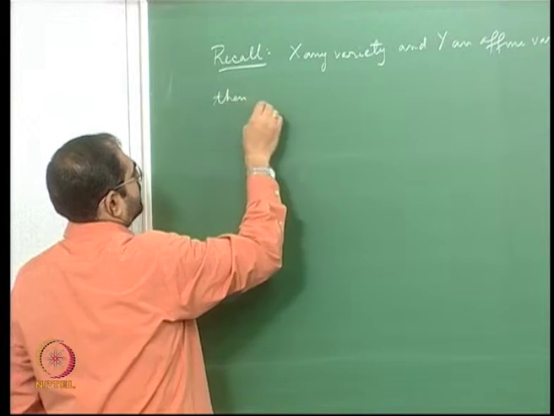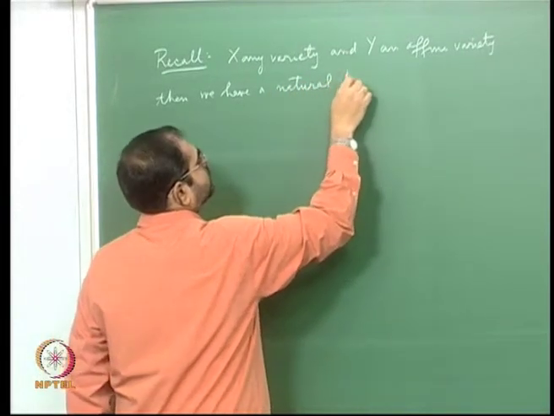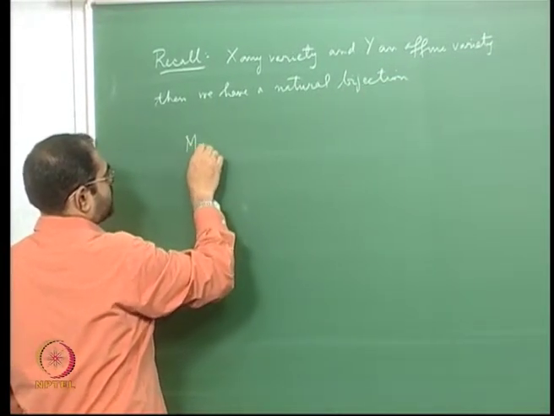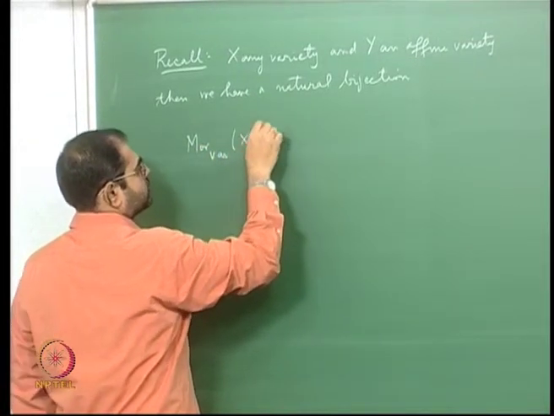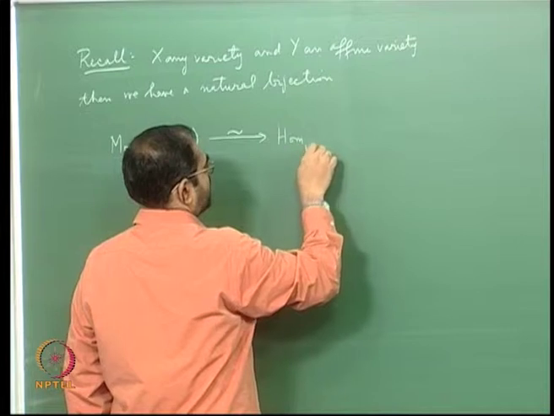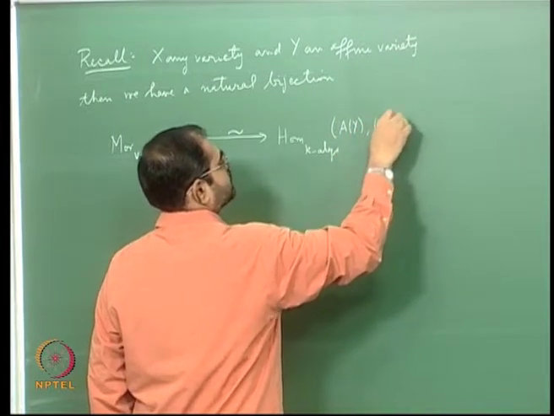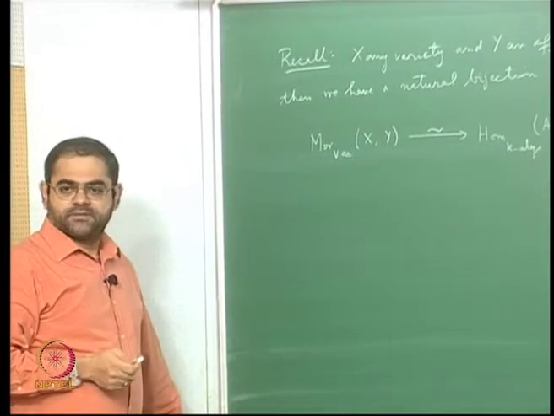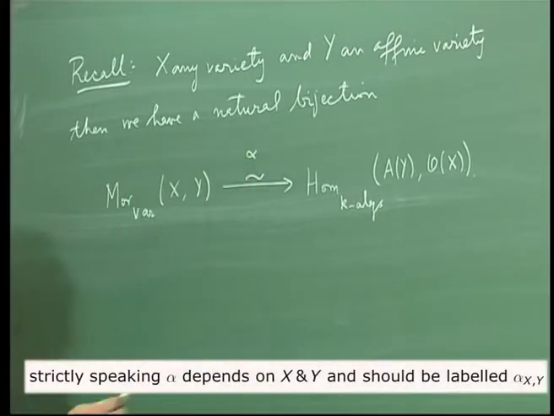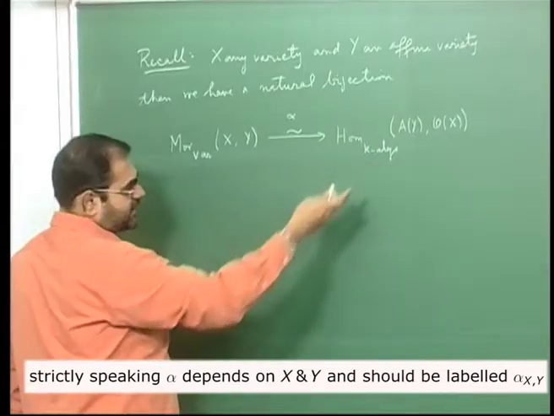Then we have a natural bijection. On the one hand you have morphisms of varieties from X to Y, that is bijective to homomorphisms of K algebras from A(Y) to O(X). We proved this bijection, and if you recall this map, if I call this map alpha, then how is this map defined? It's the map in this direction is just given by pullback of regular functions.